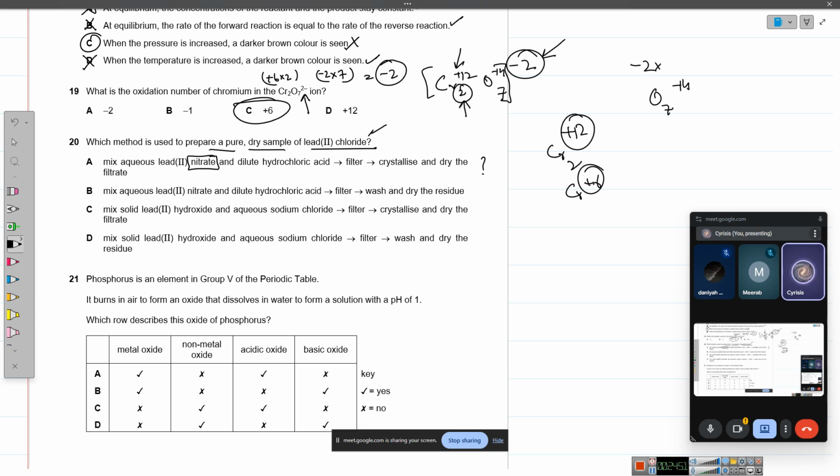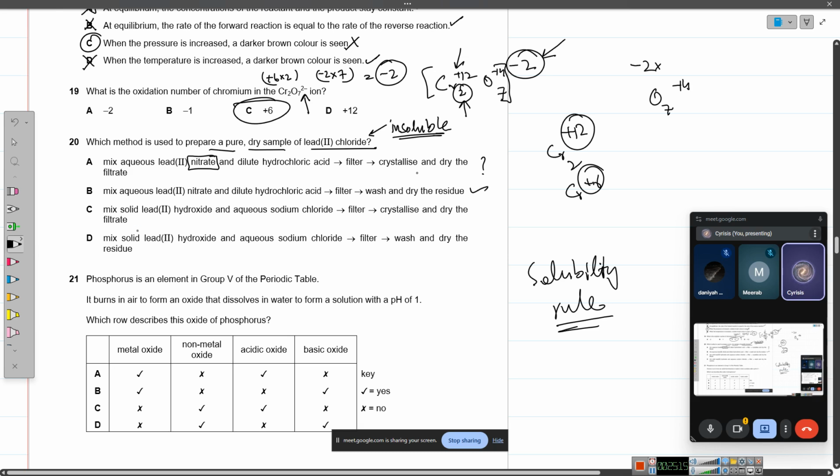Now keep in mind, lead chloride is insoluble, right? This is what they're not telling you, that the chlorides of lead, mercury, and silver are not soluble. If you remember the solubility chart I sent you, right? The solubility rules that I sent you, I said if you memorize them, these kind of questions become easier. We have to wash, dry the residue.